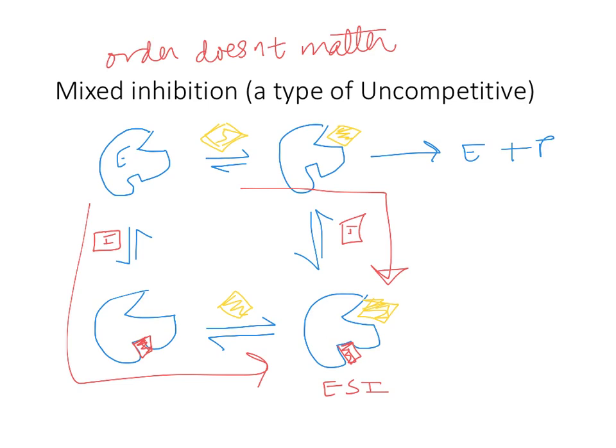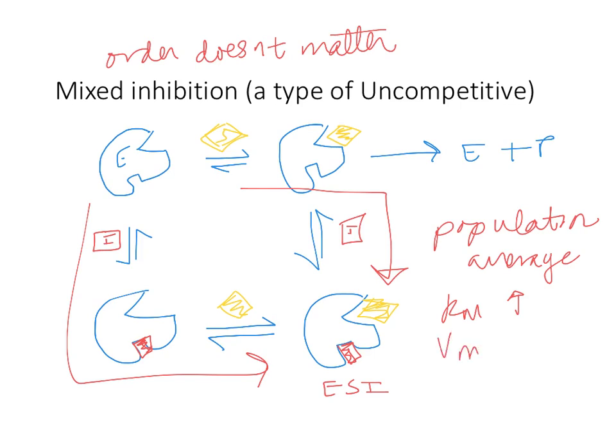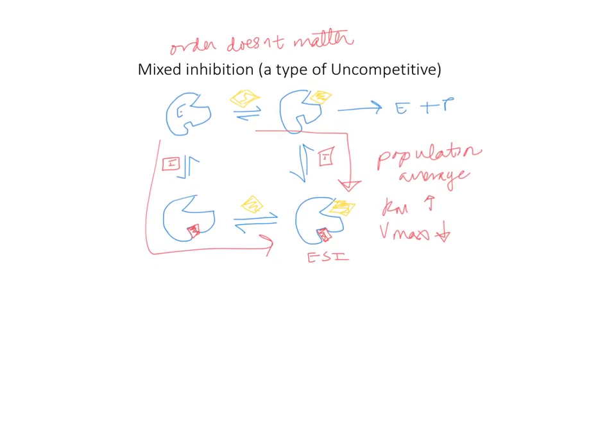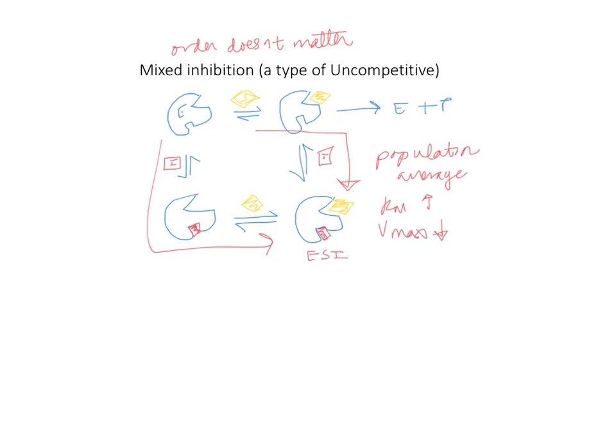And the effect is sort of a population average, where Km is increasing and Vmax is decreasing. So I'll write the chemical equation for this. It doesn't include the cartoon diagrams. And then we'll draw the Michaelis-Menten and the Lineweaver-Burk.